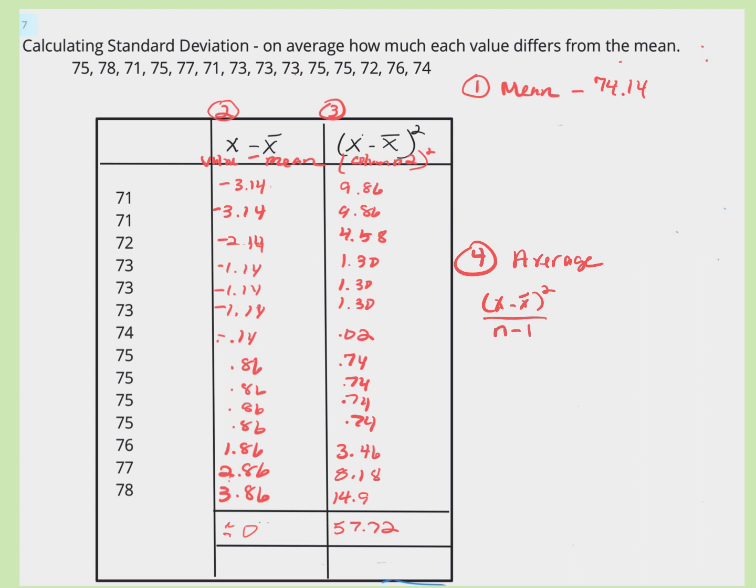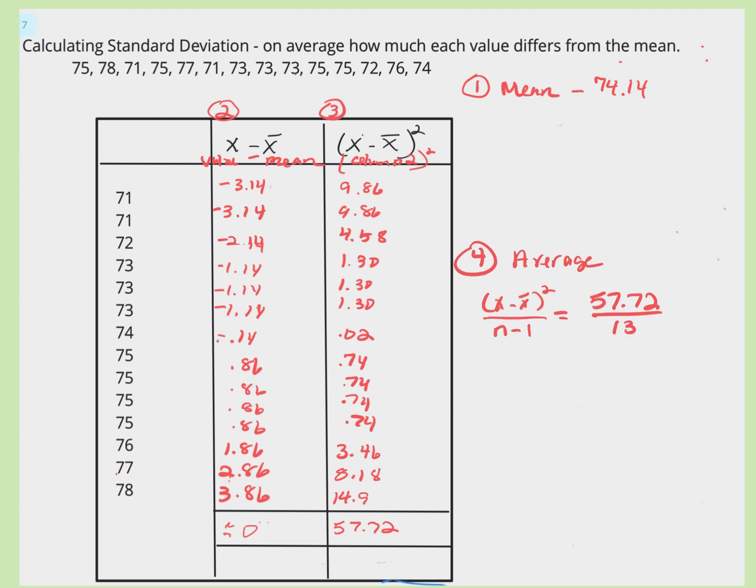So right now we're going to take that 57.72 and divide it by the number of items, 1, 2, 3, 4, 5, 6, 7, 8, 9, 10, 11, 12, 13, 14, minus 1. So here we're really taking our 57.72 and dividing it by 1 less than what we have. We're going to divide it by 13.